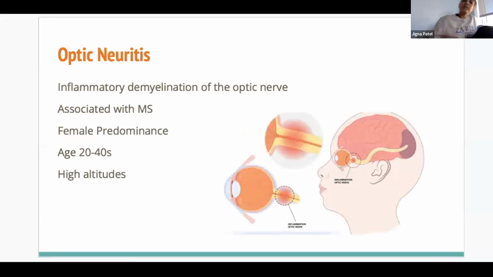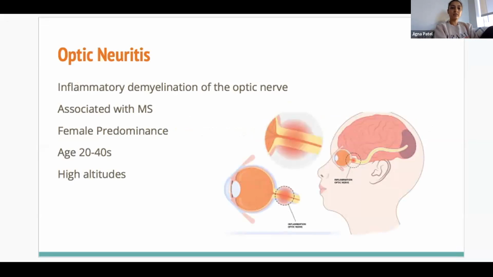So yes, MS is definitely something you should consider, and optic neuritis, more specifically, in this patient. Optic neuritis is an inflammatory demyelinating condition of the optic nerve, and it's highly associated with MS. Usually this is a presenting feature in 15 to 20% of patients where they come in with visual complaints.